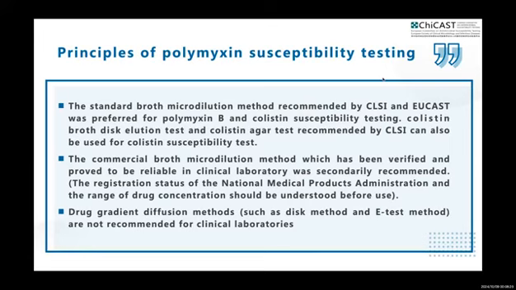So let's come to the principle of polymyxin susceptibility testing. The standard broth microdilution method recommended by CLSI and ChiCAST was preferred for polymyxin B and colistin. Colistin broth disk elution test and colistin agar test recommended by CLSI can also be used. The commercial broth microdilution methods, which have been verified and proved to be reliable in clinical laboratories, were secondarily recommended. Drug gradient diffusion methods, such as disk diffusion and E-test methods, are not recommended for clinical laboratories.